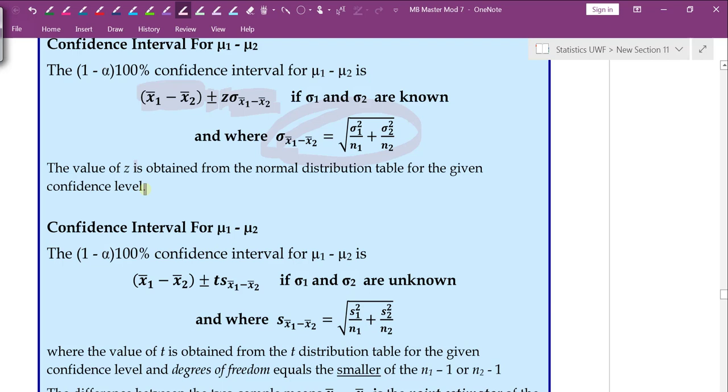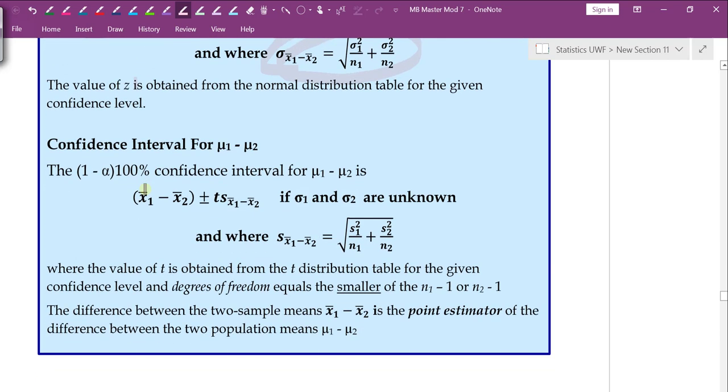If we do not have sigma 1 and sigma 2, and we have to use a sample standard deviation, in that case we're going to be on a different distribution. It's going to be the t distribution. And here's the formula for the confidence interval about the difference of the means when we do not know our population standard deviation.